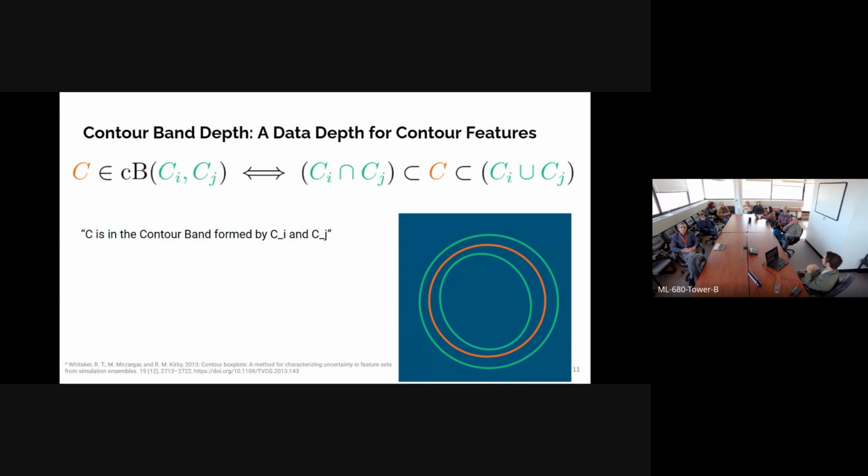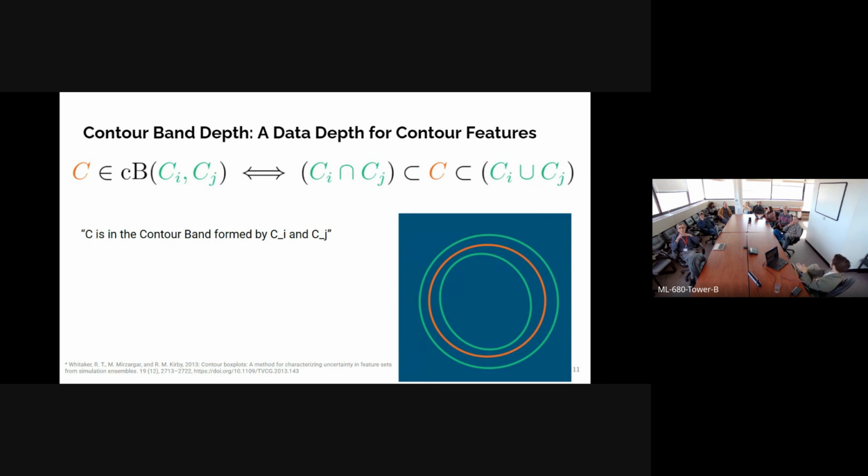Right. Now I'm going to have a couple brief math slides introducing this idea of contour band depth, so specifically applying this data depth idea for contour features. To do that, first thing we're going to do is define something called a contour band. We say that we have a particular contour of interest C, that it falls within the contour band of two other contours if it is bounded by their union and their intersection.